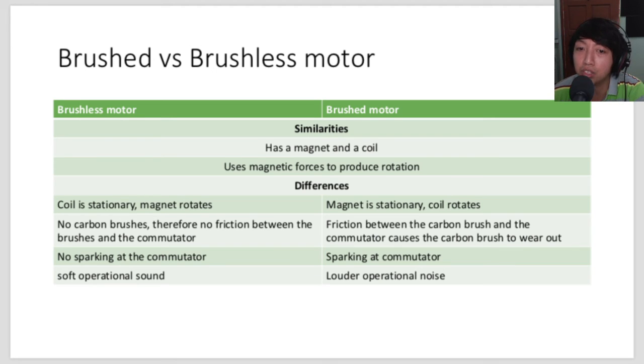A toothbrush motor. So how does a toothbrush motor work? Come to think of it, I've never actually used a toothbrush with a motor. I've always used the traditional type. So I have some pictures here.